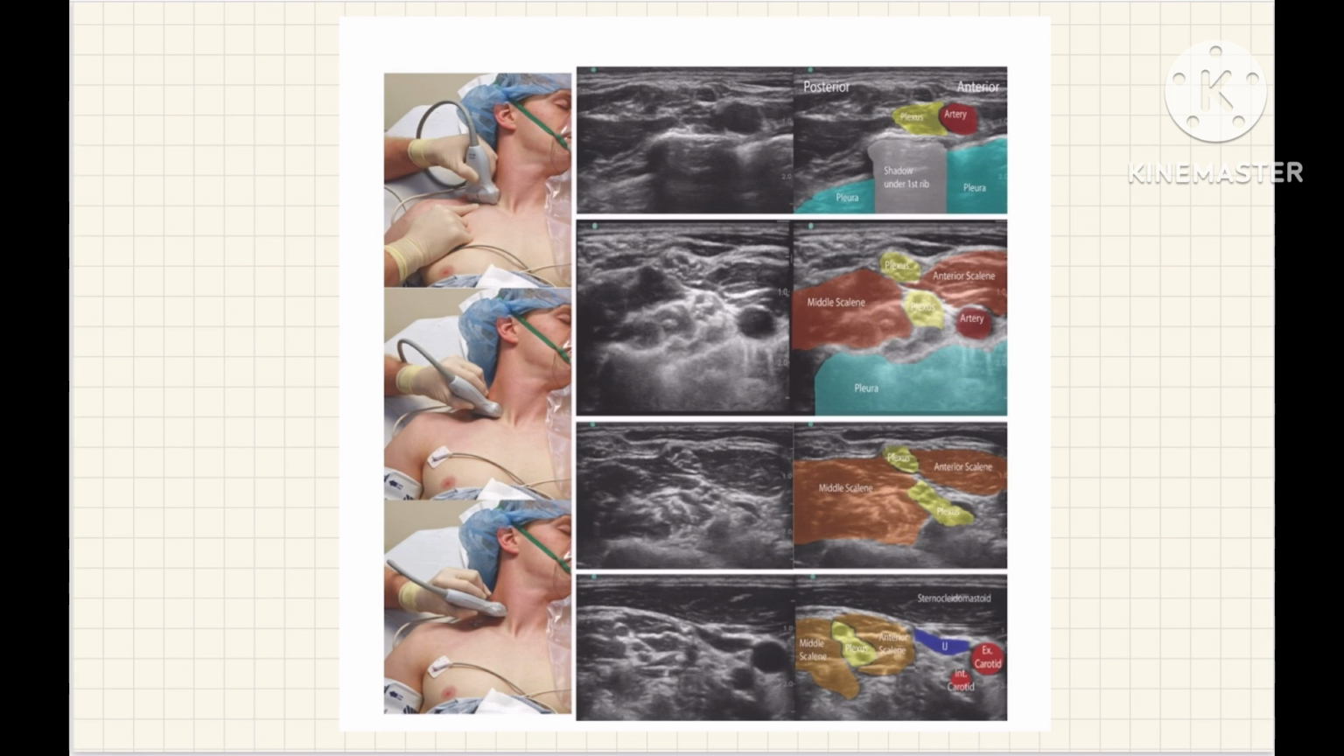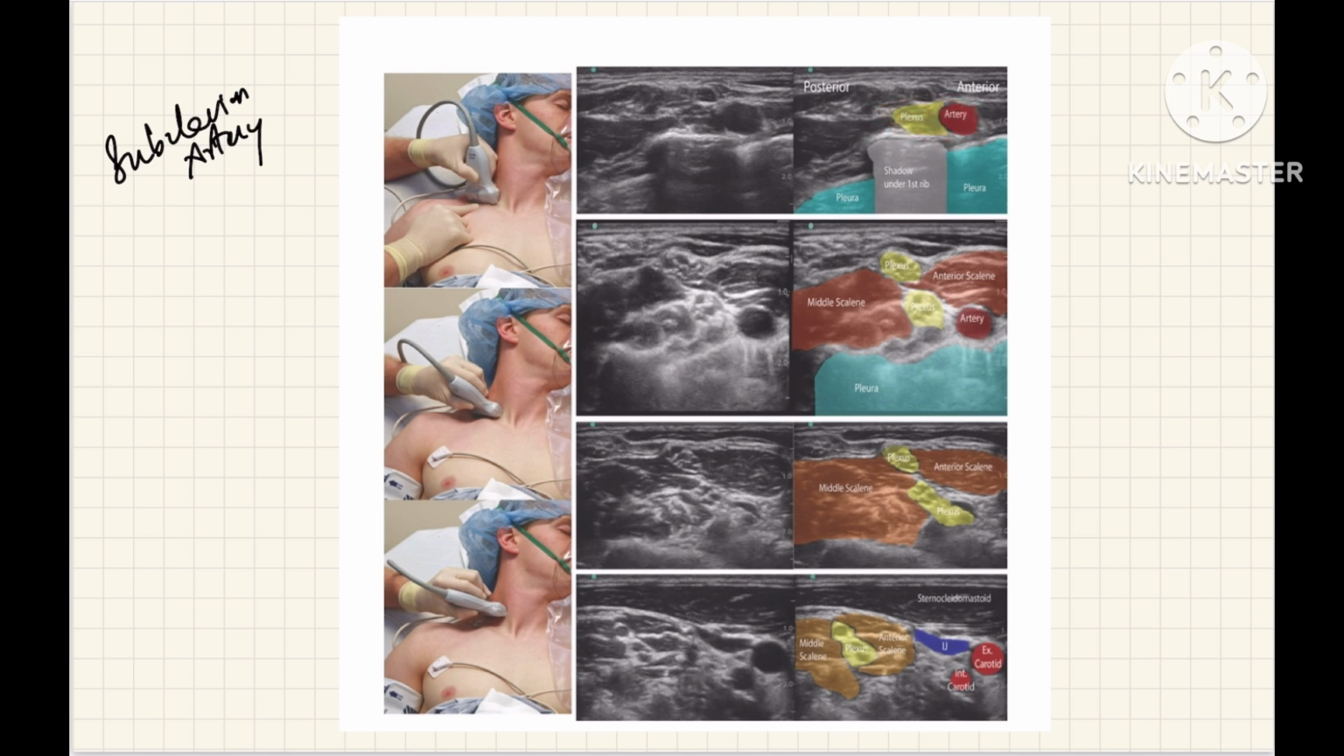It's easier to identify the brachial plexus at the supraclavicular region because of the close proximity of the plexus to the pulsating artery, that is the subclavian artery. So we place the probe at the supraclavicular region just behind the midpoint of the clavicle. There we position the probe as if we are scanning the thorax region, and we can see the pleura, the shadow of the first rib, and above that we can see the pulsating subclavian artery.